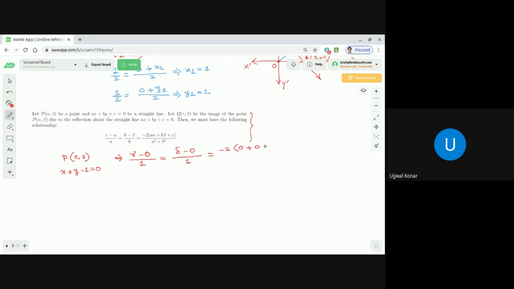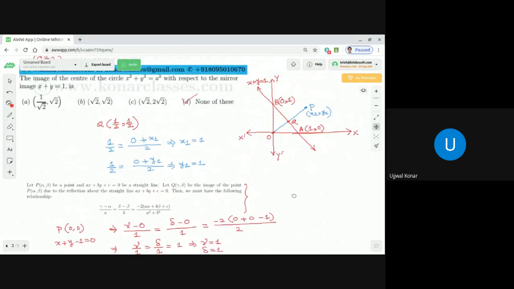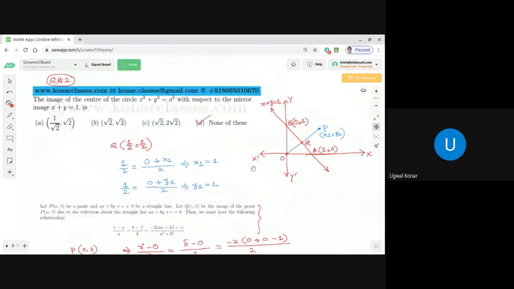Okay, plus c is what? Minus 1, divided by a square plus b square, that means 1 square plus 1 square, that is 2. Correct, no? So from here what we get? Gamma by 1 is equal to delta by 1 is equal to 2 by 2, that is equal to 1. And from here we can get the value of gamma is equal to 1 and delta equal to 1. Hence the coordinate of the reflected point is 1, 1.